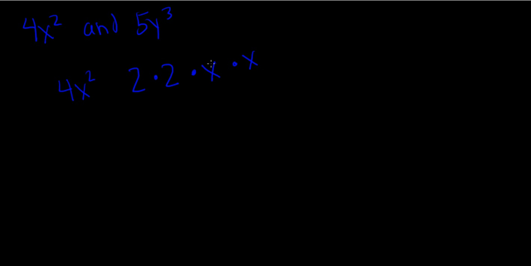Now let's look at the 5y cubed. If we break it down, we get 5 times y times y times y. We can see that the x and y's are different variables, so in the variable section there's not going to be a common factor. And then between 2 and 5, the only common factor would be the number 1, because the number 1 is the only thing that can be divided into both of those. So the greatest common factor of 4x squared and 5y cubed is 1.